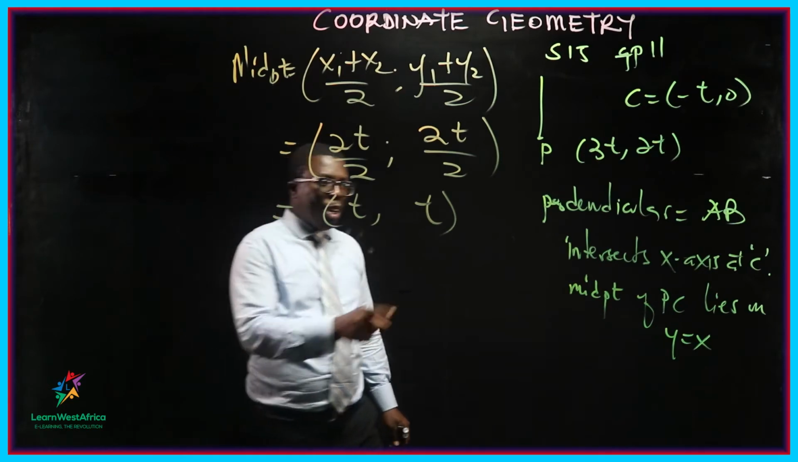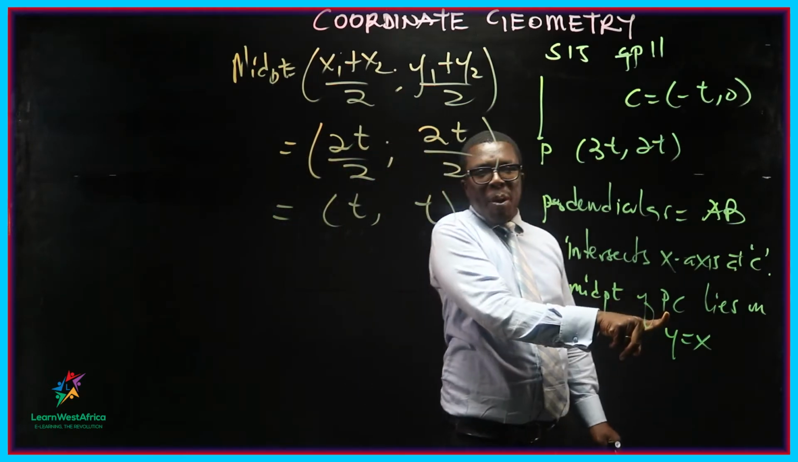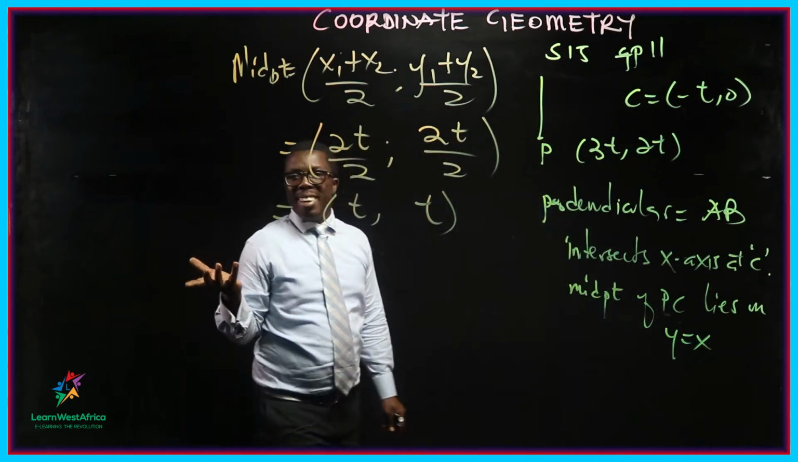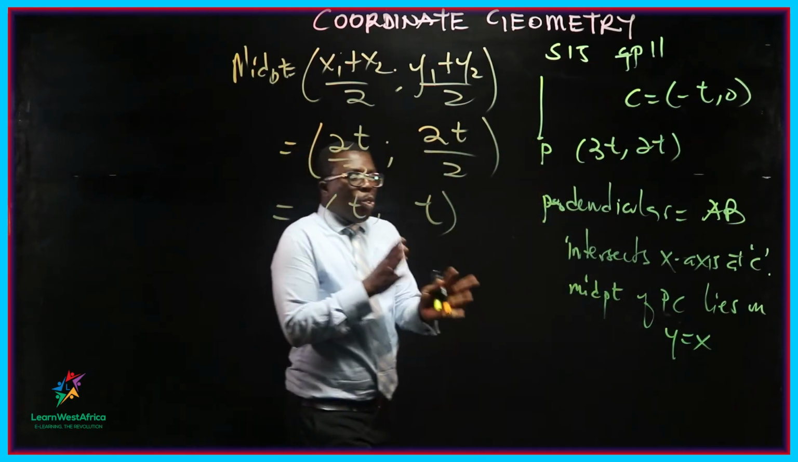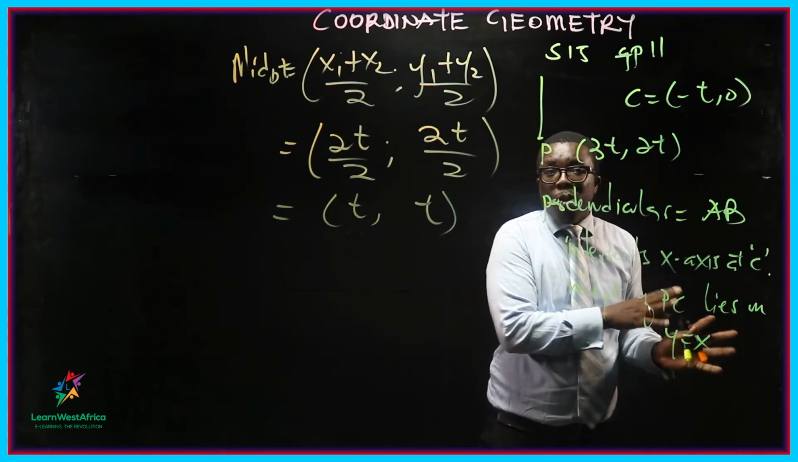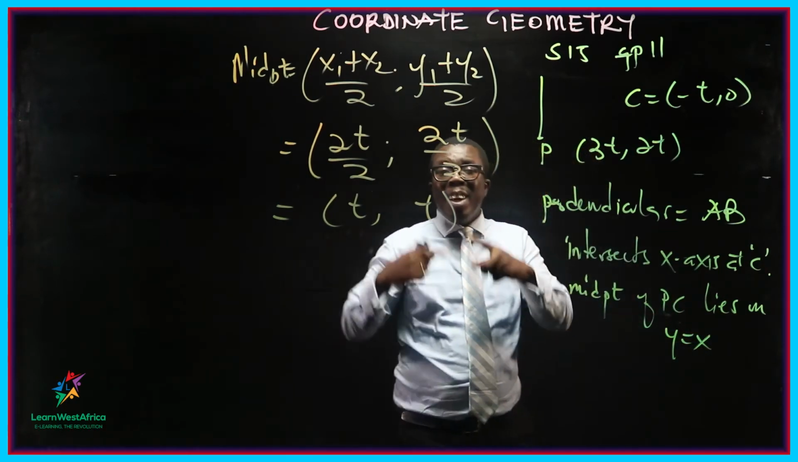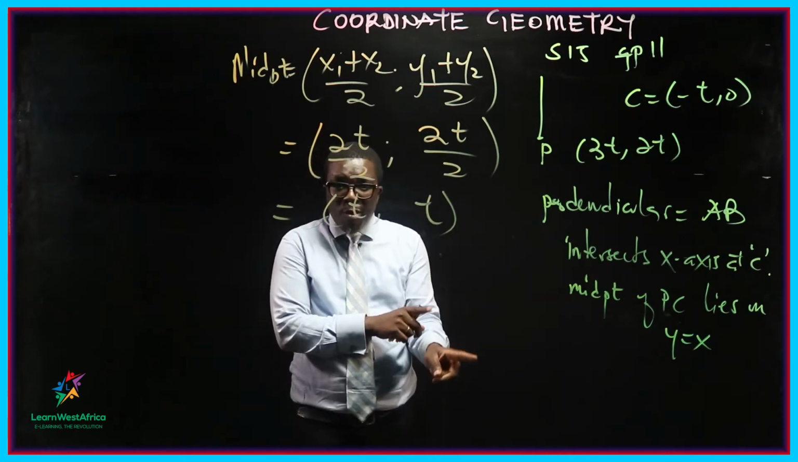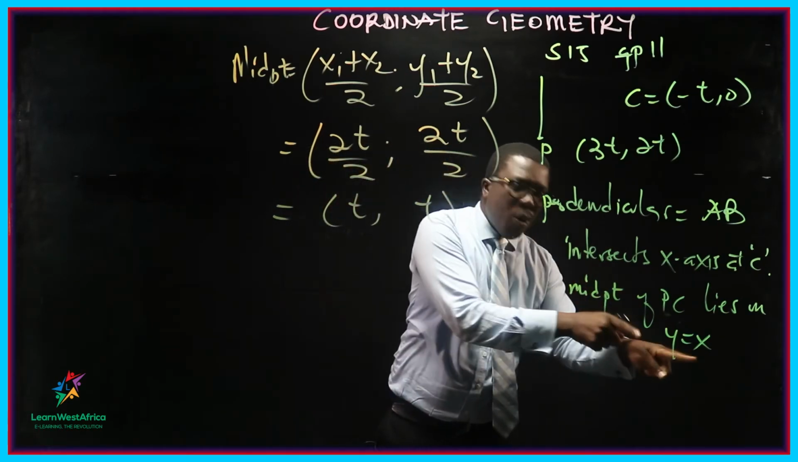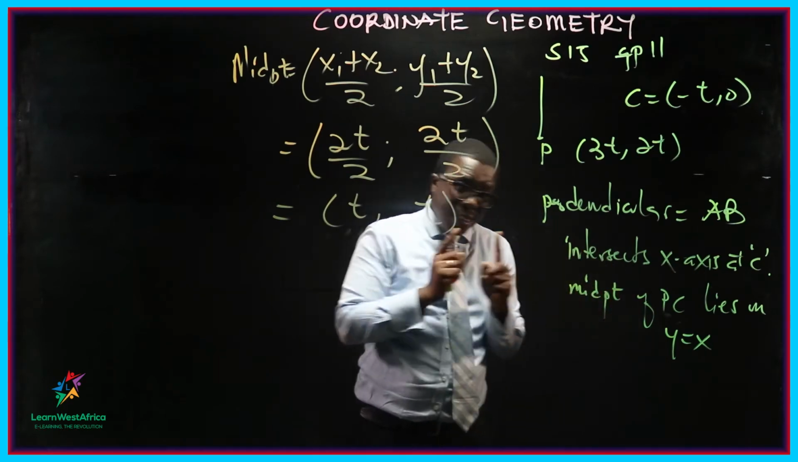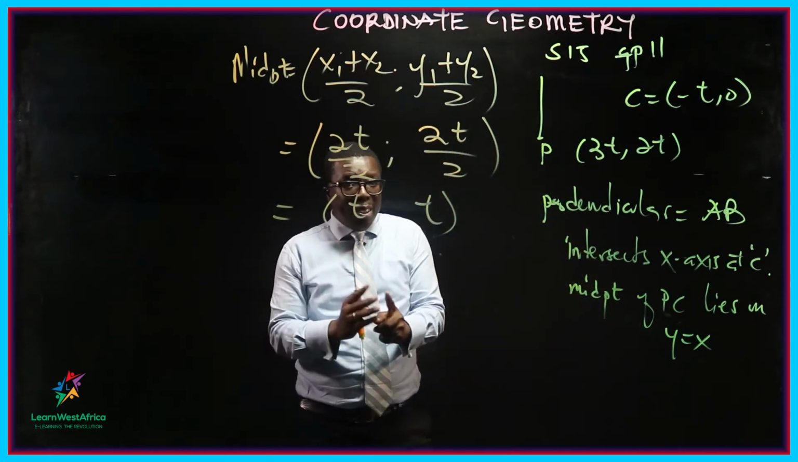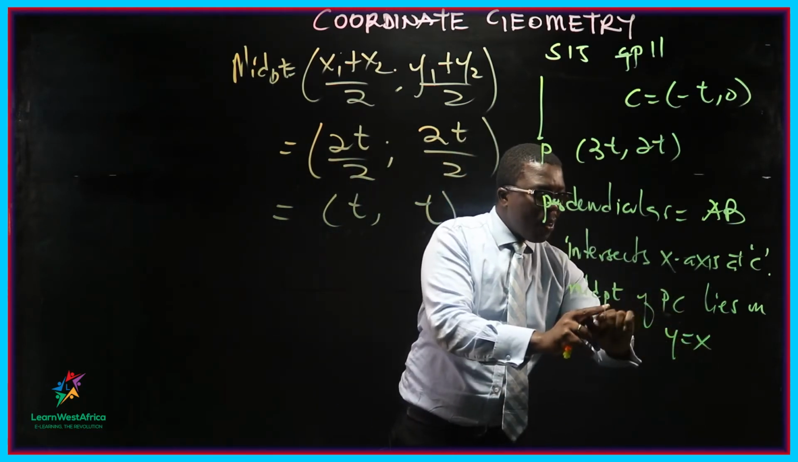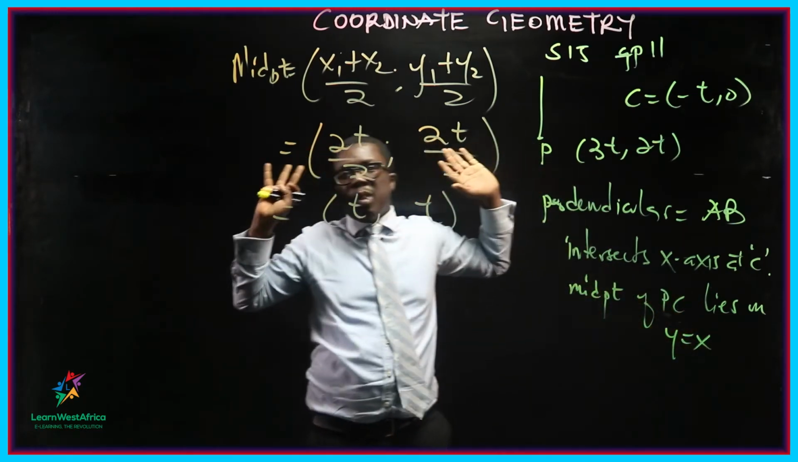And the question says that show that when you reach the midpoint of PC, your y is equal to x. And that's what we have here. Show that PC lies on y equals x, which means that at the midpoint, the y value should be equal to the x value. When you are able to establish that the midpoint of PC is at the point where y is equal to x, this condition of it lying on the equation y equals x is satisfied.